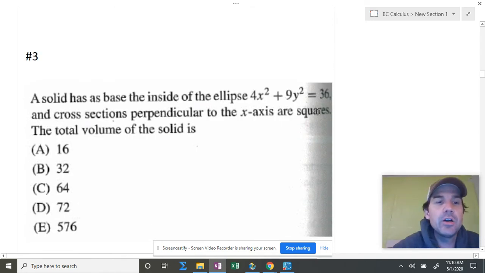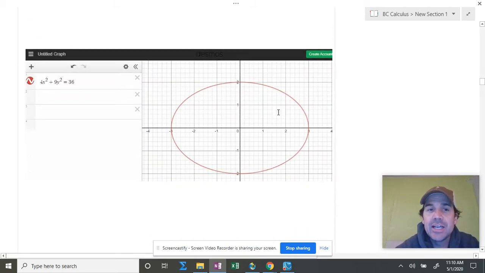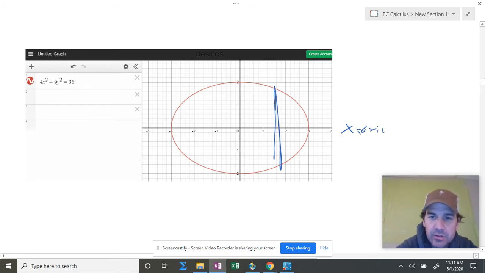Now we're getting to some volume problems. You want to find the solid if the base is an ellipse with cross sections perpendicular that are squares. Once again, you can plug this ellipse into Desmos. Perpendicular to the x-axis: here's my x-axis, and everything perpendicular is a square. So this line right here would have a square coming up.